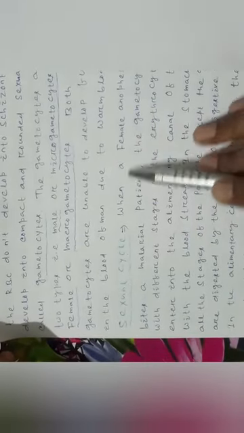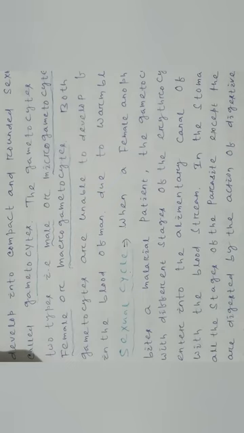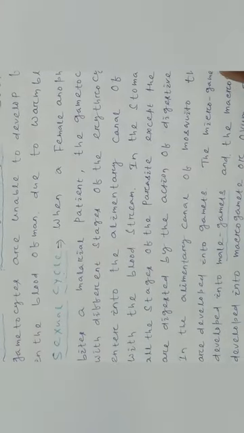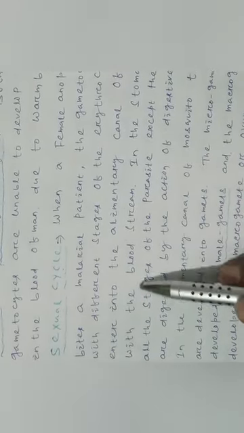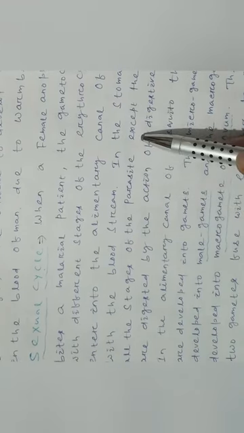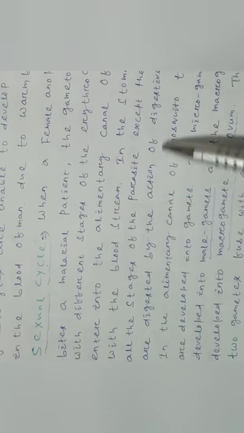Then the sexual life cycle starts in the body of the Anopheles mosquito. When a female Anopheles mosquito bites a malarial patient, the gametocytes along with different stages of the erythrocytic phase enter into the alimentary canal of the mosquito with the bloodstream. In the stomach of the mosquito, all the stages of the parasite except the gametocytes are digested by the action of digestive juice.